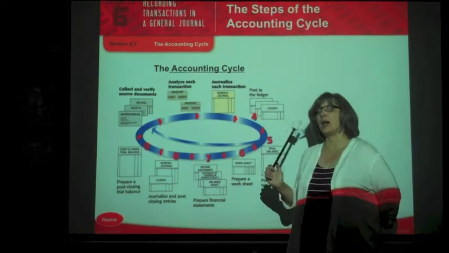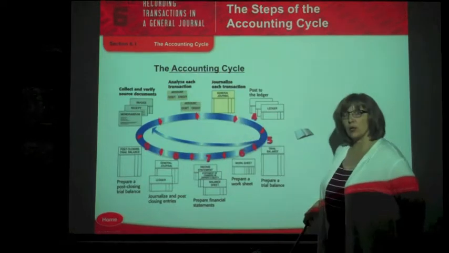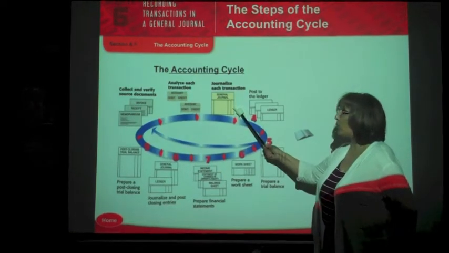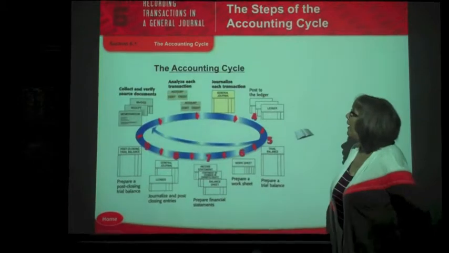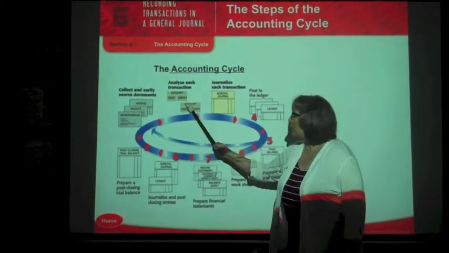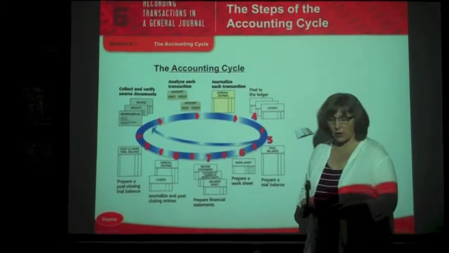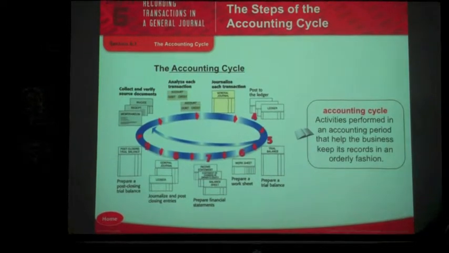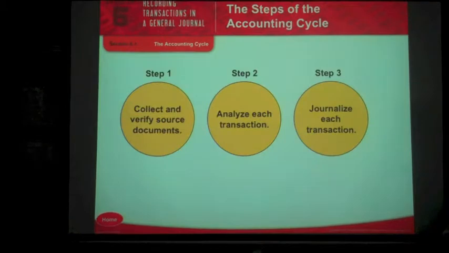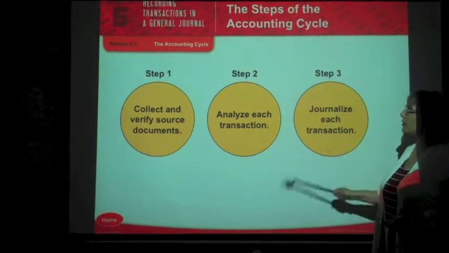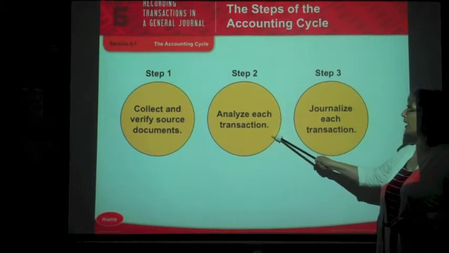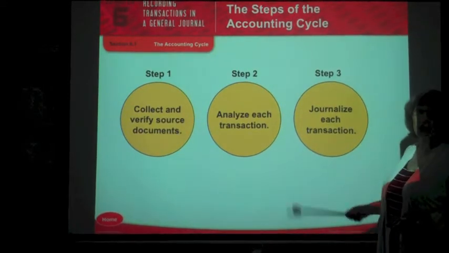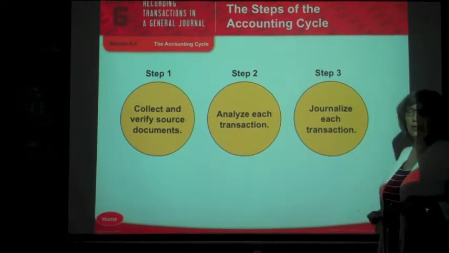Just FYI, I noticed that my little laser pointer wasn't showing up, so you get the handy dandy pointer finger today. So let's move on, and we're going to be focusing our attention here and then moving our attention to the journal. The accounting cycle, as we've said before, is the activities performed in the accounting period that help the business keep its records in an orderly fashion. Those are our 3 steps we're going to focus on: collect and verify source documents, analyze each transaction, and journalize each transaction. You're going to need to know those first 3 steps.